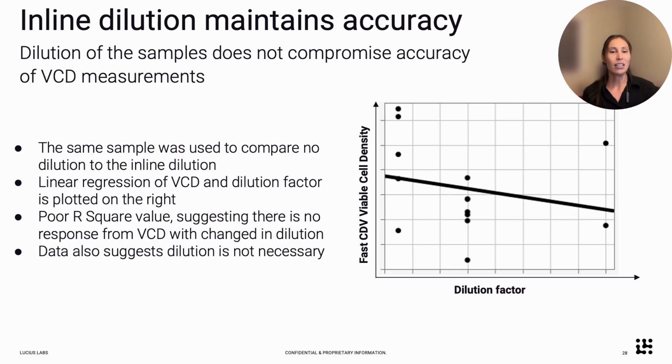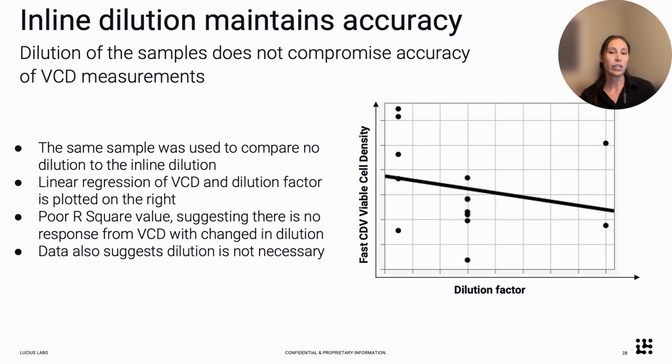So when determining whether the inline dilution maintains accuracy, what we did was look at the viable cell density across 3 dilution factors. The same sample was used to compare no dilution to the inline dilution, and then the linear regression of viable cell density and dilution factor was plotted. What we saw was that there was a poor R-squared value, suggesting that there was no correlation and no response from the viable cell density with the change in dilution. This also suggested that the dilution was not necessary, at least for the densities that we tested.